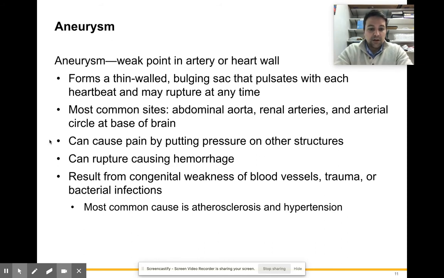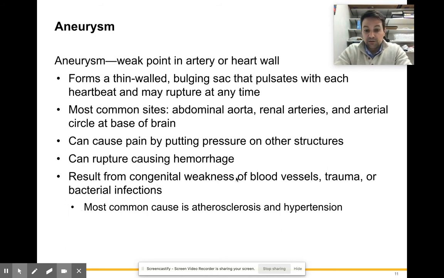They can cause pain by putting pressure on other structures, because the blood that's pouring out of those arteries is going to push on other organs in the surrounding area. That bleeding that occurs once it does rupture is called a hemorrhage. That's internal bleeding.